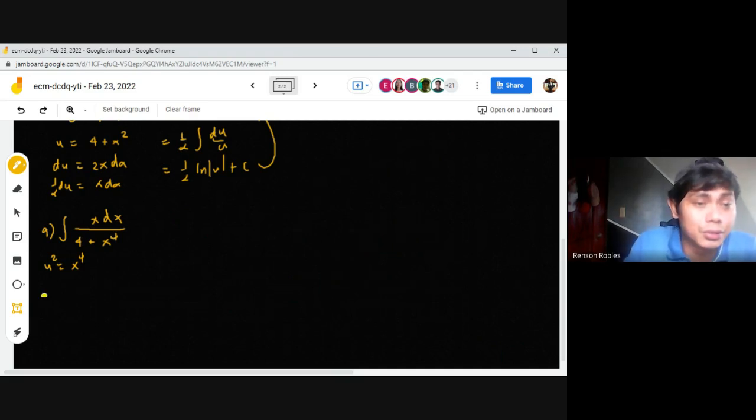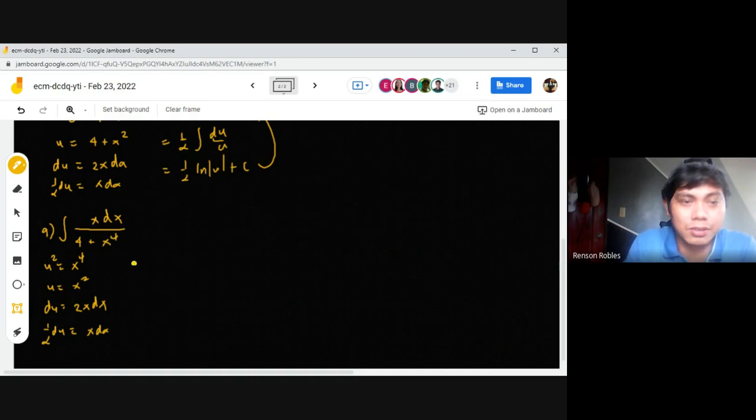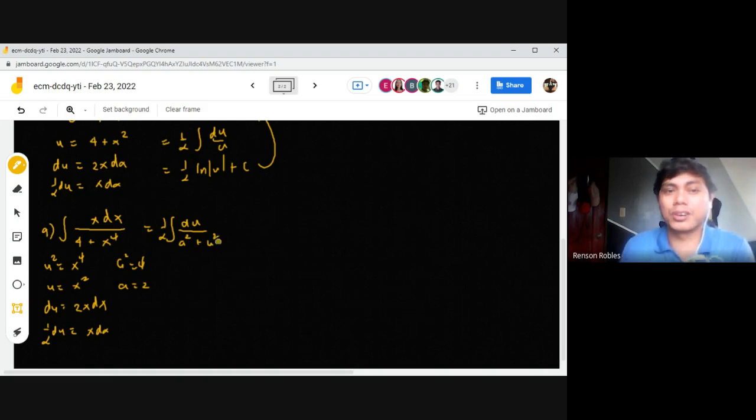Okay, so you have u is equal to x squared. Can you see that one? du is 2x dx, which we have seen on the numerator. So 1/2 du is x dx. So you know na that a squared is 4. You may not write this. Okay, you have integral of x dx all over 4 plus x to the 4.